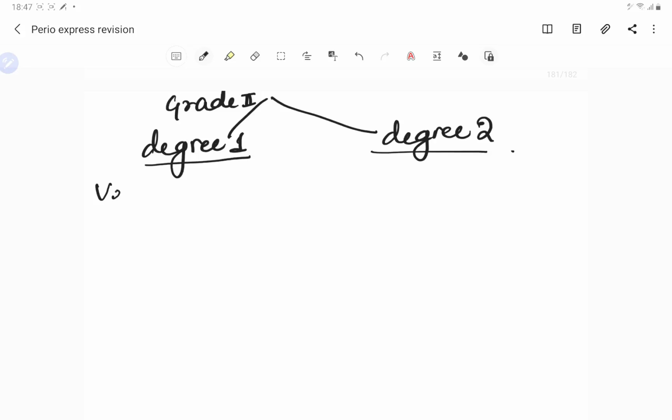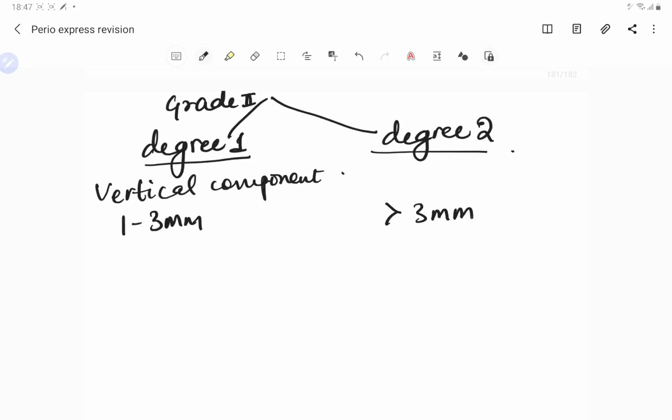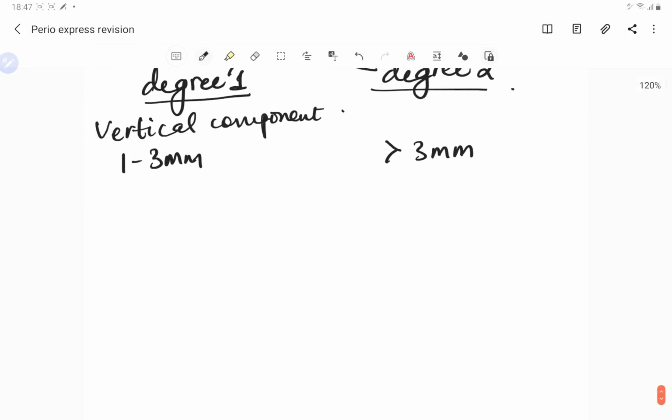So if the vertical component is greater than 1 millimeter but it is less than 3 millimeter, then it is grade 2, degree 1. When the vertical component is more than 3 millimeter but it is not passing through and through, because if the Nabers probe is passing through and through, then it is not the grade 2, then it will become the grade 4, right? So that is why we are telling that no through and through.